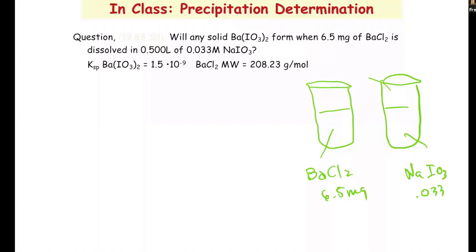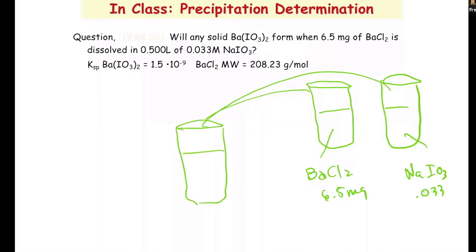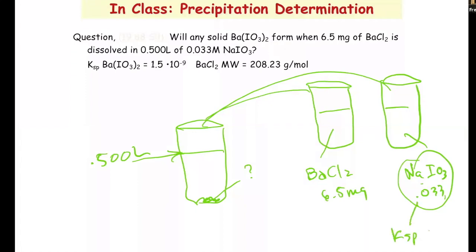And we put both of them together into a bigger solution, and this total volume now is 0.500 liters, in other words, 500 milliliters. And the question is, when you have these two chemicals mixed in, will you get a precipitate or is it going to be dissolved? That's the question. Now, don't make this any harder for yourself. You might overanalyze this. You might say, okay, I've got 0.033 molar sodium iodide, so I need to calculate how much iodide is in this solution based on the KSP of sodium iodate.